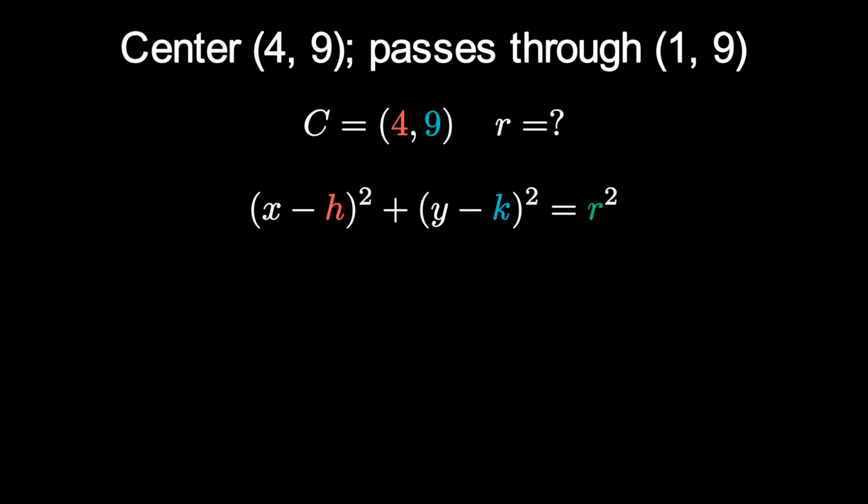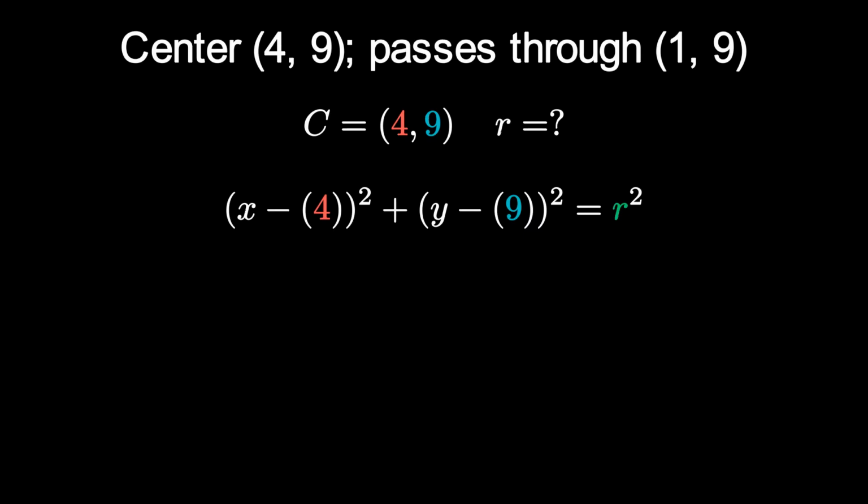So what we can do right now is just plug in what we have. We know that the center is at (4, 9). So if we were to plug everything into the equation, we can plug in the 4 into the h and the 9 into the k. And then that'll give us x minus 4 squared plus y minus 9 squared equal to r squared.